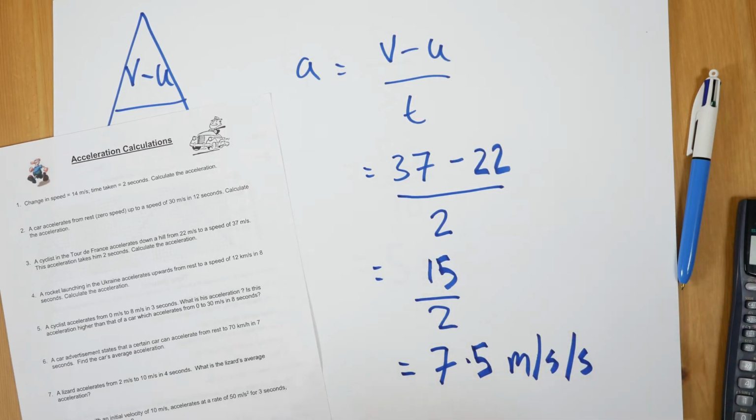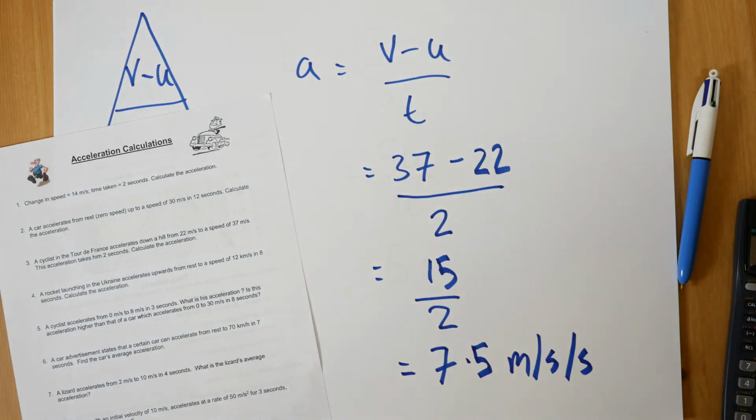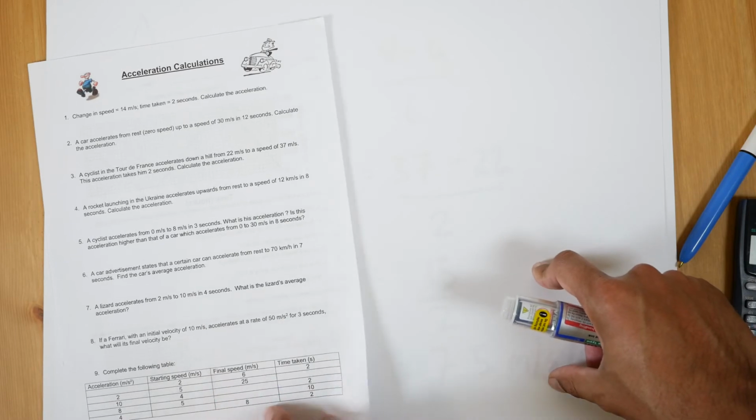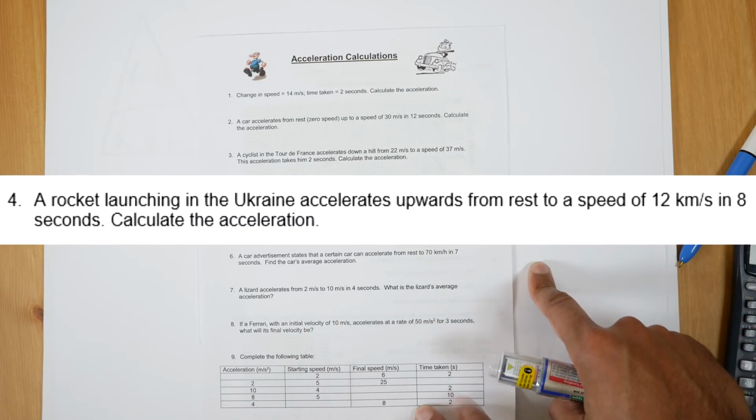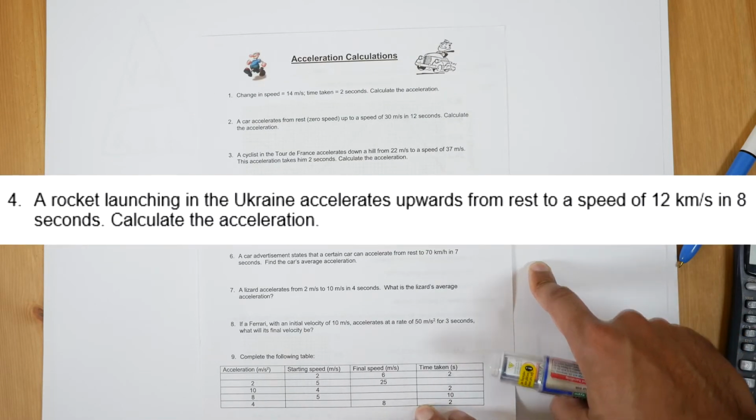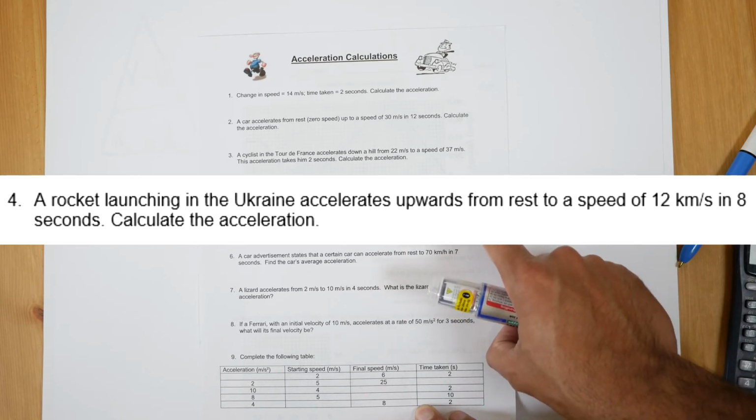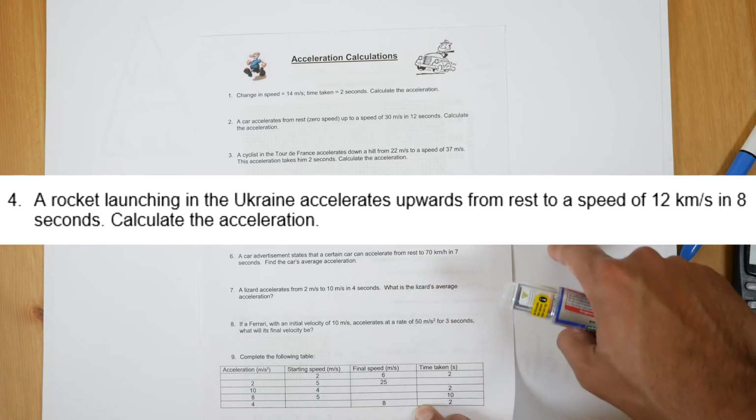Let's have a look at another example. Let me just get a new piece of paper here. This one here, question number 4. It says, a rocket launching in the Ukraine accelerates upwards from rest to a speed of 12 kilometers per second in 8 seconds. Calculate the acceleration.